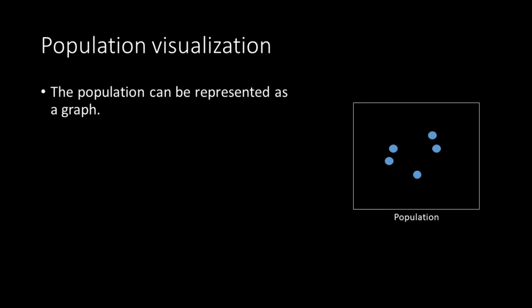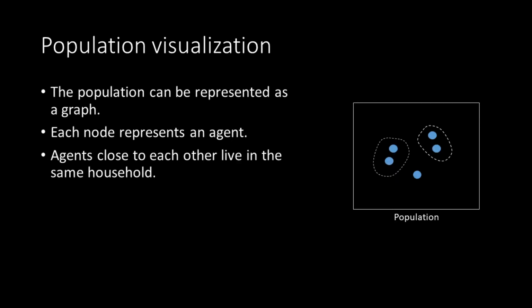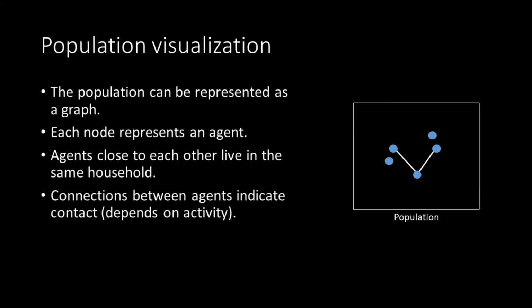One can represent the population as a graph. In this graph each agent is represented by a node. Agents that live in the same household are depicted close to each other in the graph. If agents interact with each other in ways that could lead to the transmission of the virus, a connection or edge is drawn between them. Since the persons an agent interacts with change over time, the pattern of edges change as well.